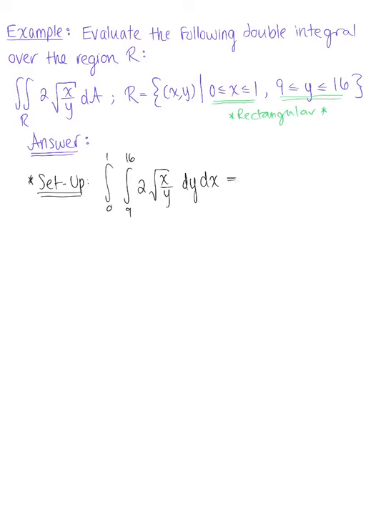And equivalently, we could also evaluate the integral from 9 to 16, the integral from 0 to 1, same integrand, 2 times the square root of x by y. And here this order would be dx dy. So no matter which way we pick, we'll get the correct answer. So I challenge you to try both ways.